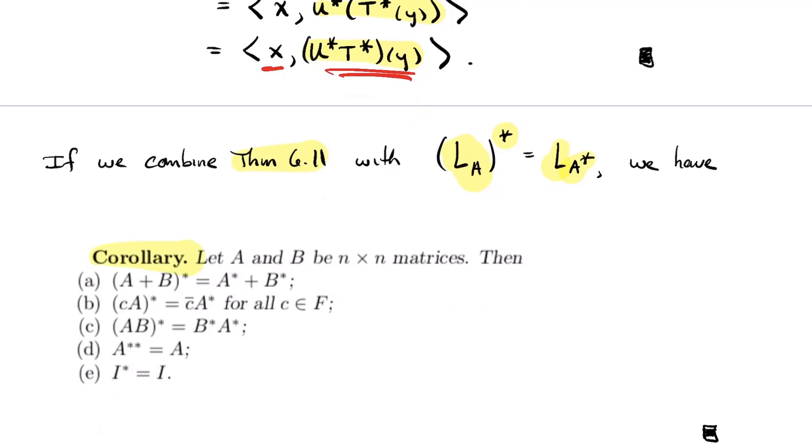You could prove this corollary directly just using that fundamental identity that if you want to know the ij entry of A star, you just look at the complex conjugate of the ji entry of A. You could use that idea to prove all of these things directly, but you can also use theorem 6.11 above, and the fact that left multiplication by matrices behaves well with conjugates. Okay, thanks for listening.